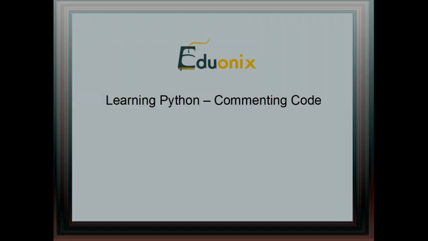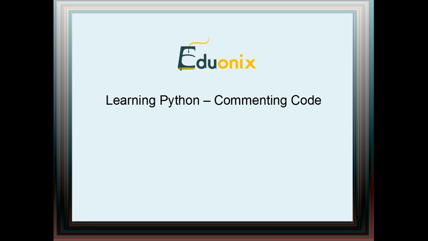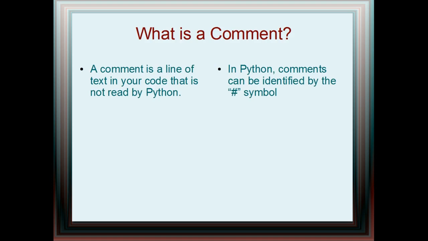Welcome to the fourth lesson of our Eduonix series on learning Python. Today we will be discussing how to comment your code and the importance of comments in programming, as well as some good practices for commenting your code. A comment is simply a line of text within your Python code that is not read by the Python programming language. In Python, comments are denoted by the pound symbol. This is very useful within the realm of programming because it allows you to place explanations alongside your code.